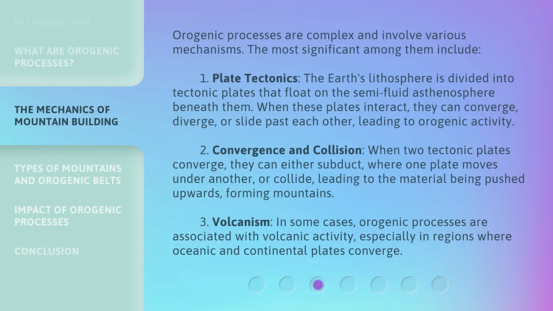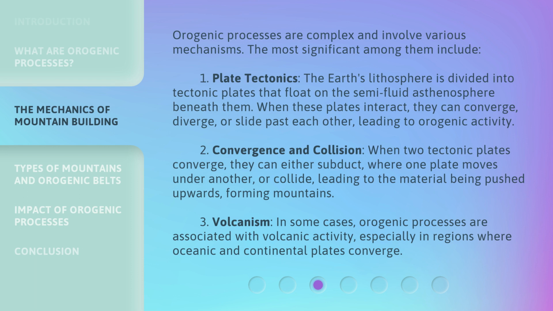Orogenic processes are complex and involve various mechanisms. The most significant among them include: 1. Plate tectonics. The Earth's lithosphere is divided into tectonic plates that float on the semi-fluid asthenosphere beneath them. When these plates interact, they can converge, diverge, or slide past each other, leading to orogenic activity.